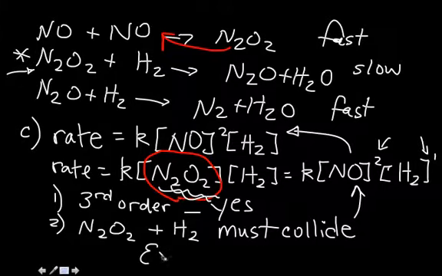So now we have an explanation for our answers. The first conclusion was correct. The second conclusion was incorrect because that student was looking at the rate law, not the rate determining step.